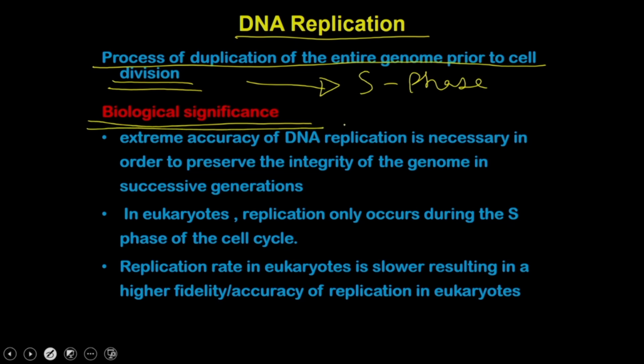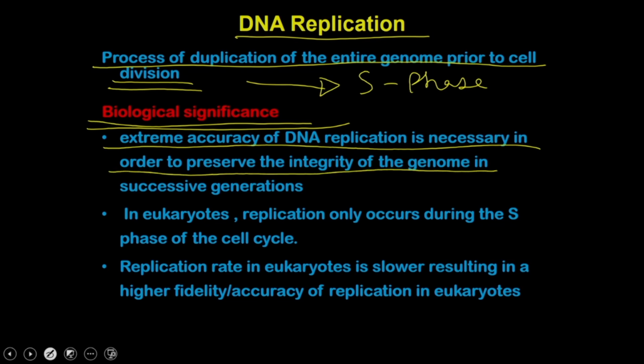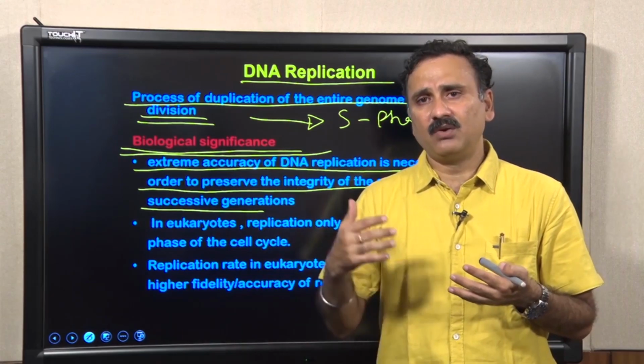It has a biological significance: DNA replication is a very accurate process, and it is required in order to preserve the integrity of the genome in successive generations. If you generate mutations or modulations within the sequence of the genome you got from the original cell, you will keep altering the DNA sequences, and that will not carry the same information. The major function of DNA is to carry genetic information, so that it allows the daughter cells to keep running a similar kind of metabolism.